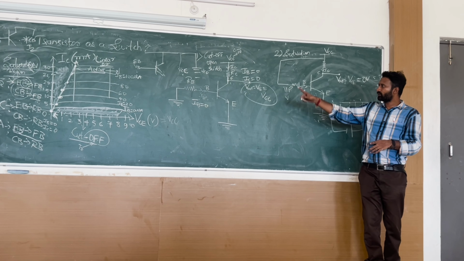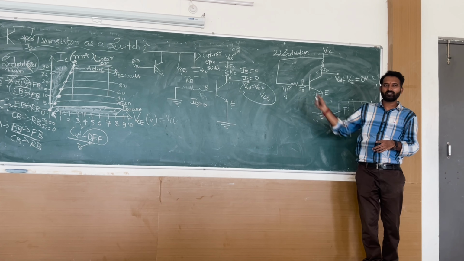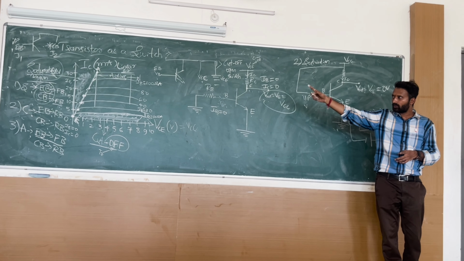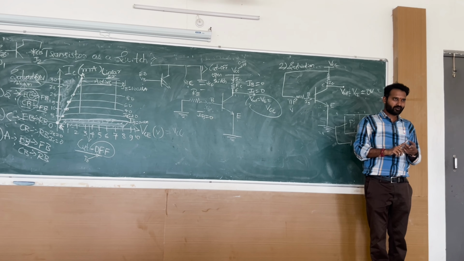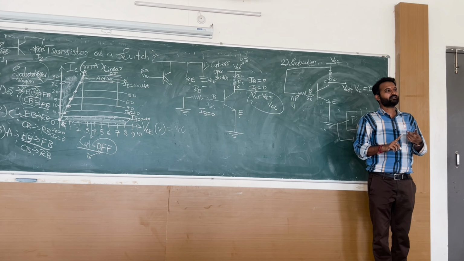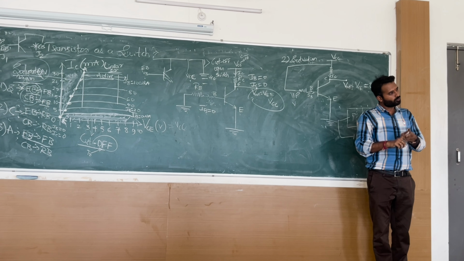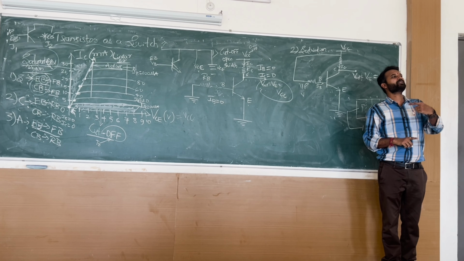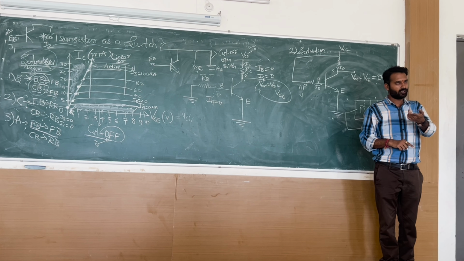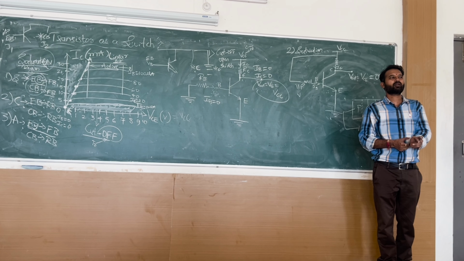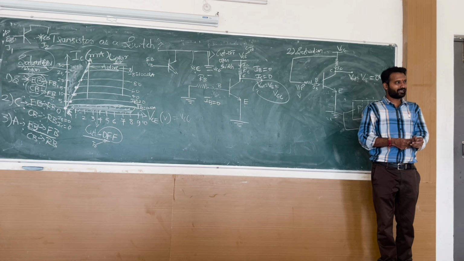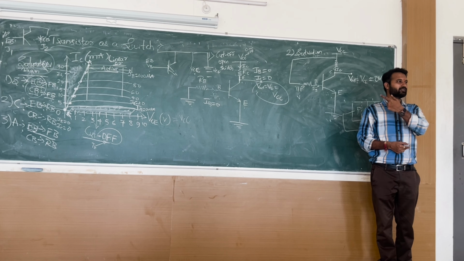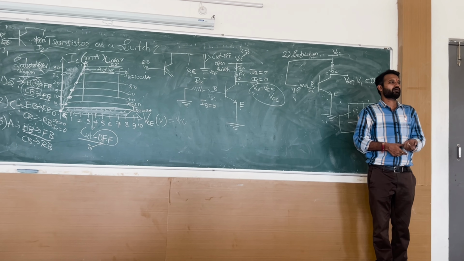Understandable? Everything is available in the graph. You should know that graph. Cutoff region, both are reverse bias. Saturation region, both the junctions are forward. In the active region, the emitter base junction is forward bias. Collector base junction is reverse bias. Understandable? So my next topic is related to the active region.